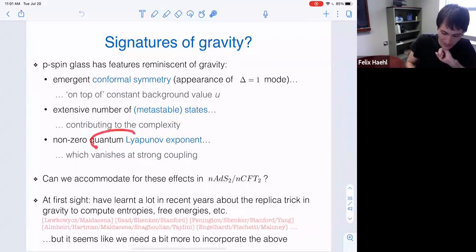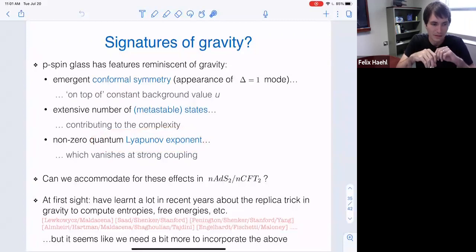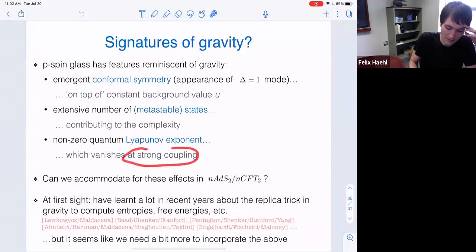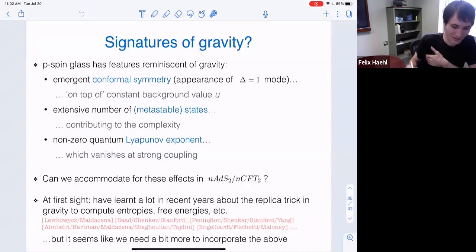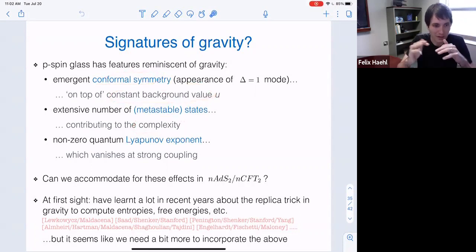We even saw that the quantum Lyapunov exponent is non-vanishing in the glass phase, even though it does vanish at strong coupling, it seems. So all these features are reminiscent of what we know from this AdS2 and CFT1 paradigm, but everything is a little bit different, right? You have this conformal solution on top of some constant background value, and you have to introduce the complexity to account for replica symmetry breaking. And there's all these features that don't quite fit into the paradigm as it's been studied so far.